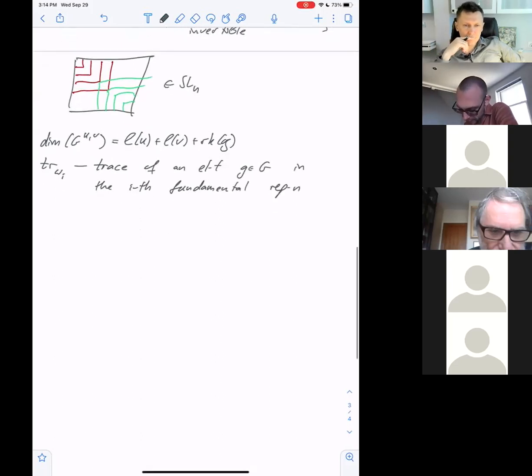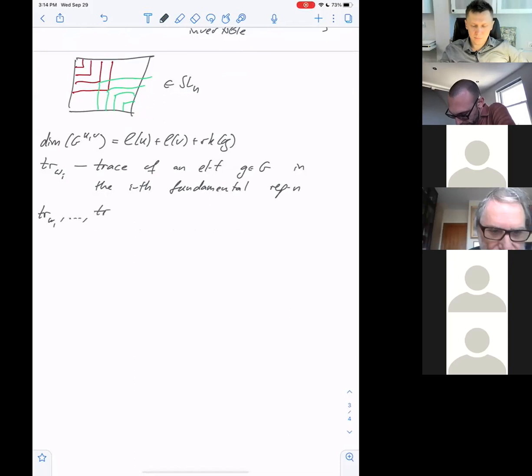And the claim is that these trace omega_i are in involution. And it's clear how many of those we have, right? We have rank-many of those. So trace omega_1, ..., trace omega_rank G are in involution.